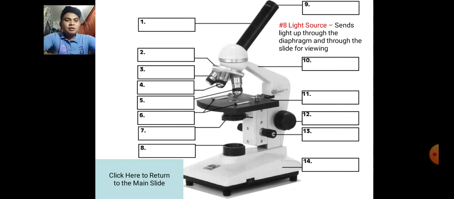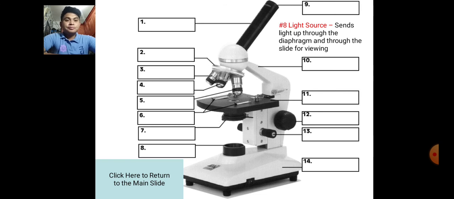Very easy to understand, very easy to memorize the parts, but it's not very easy to use because it has regulations, it has rules to follow before taking an experiment with the microscope.